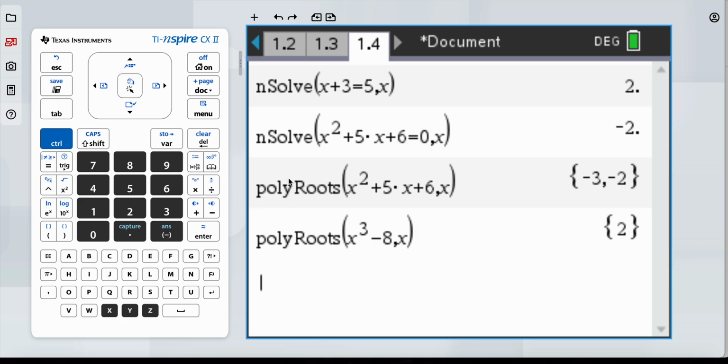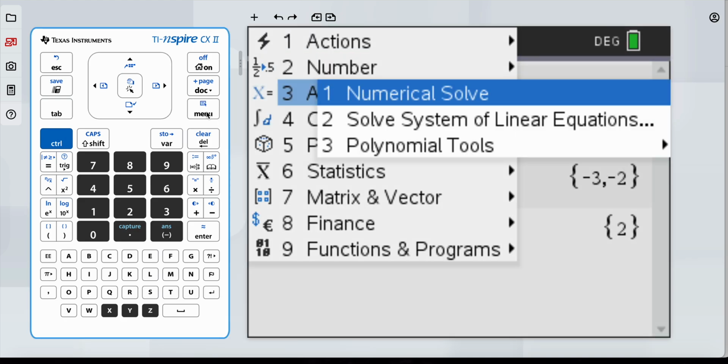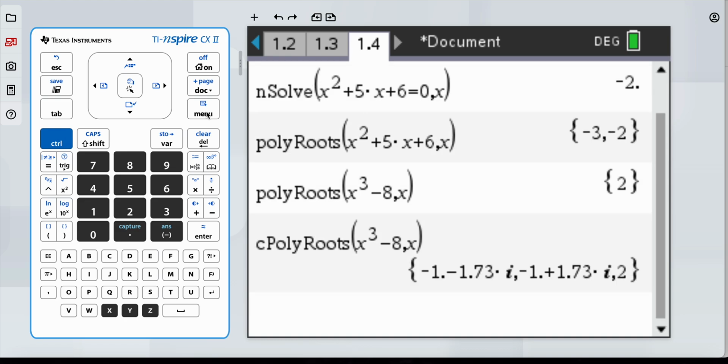You can ignore this if you're not into complex numbers yet, but if you're an IB, higher level student, then you will know that you can do this very quickly, polynomial, and I'm going to do complex roots, and I'm going to type in the same thing, x cubed minus 8, comma x, and it will give me 3 roots. There at the end is my real root, and here are my 2 complex roots.